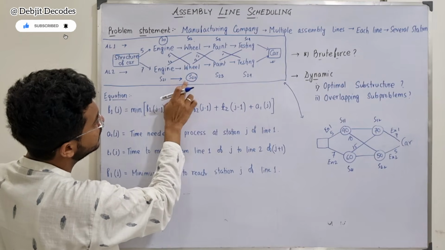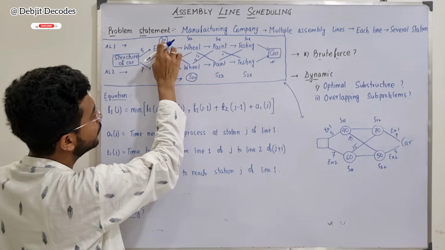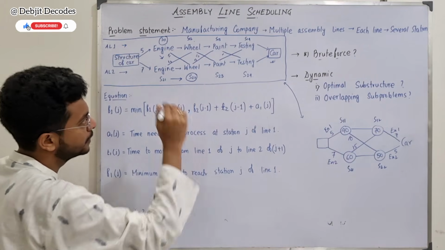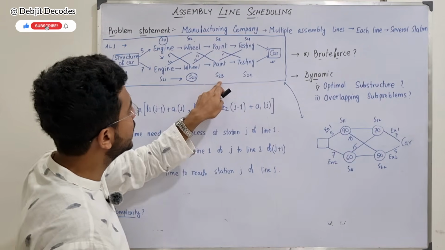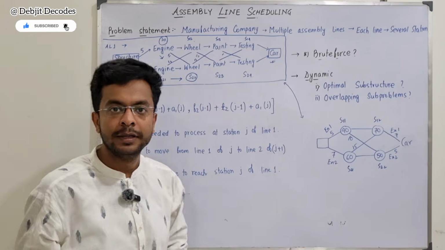So S22 can come straight away from the second assembly line, or you can come from line one, right? Any one of these, you can come from here as well. Same for S23: it can directly come from S22 or it can come from S12, right?